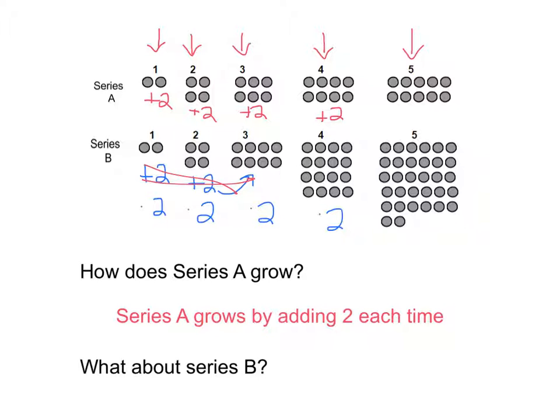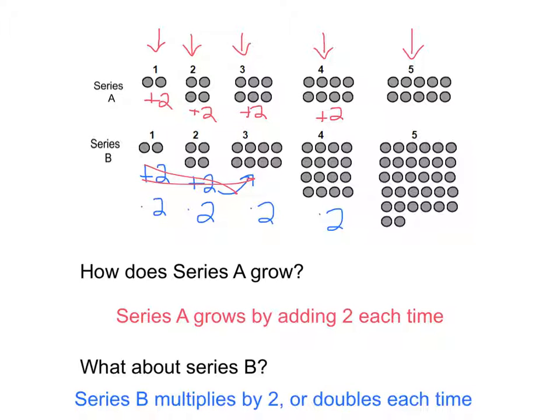Therefore, we can make this comment about Series B. Series B multiplies by 2 or doubles each time. Doubling is simply another word for multiplying by 2. If it multiplied by 3 every time, we could simply say that it triples. But there's another question that we really want to ask about these. Not simply how do they grow, but we want to know this.